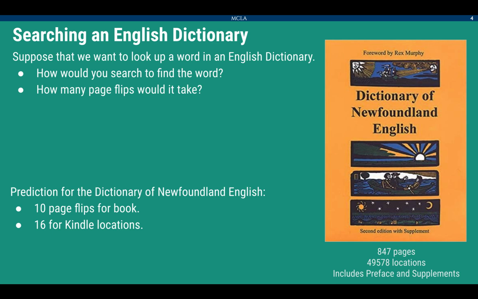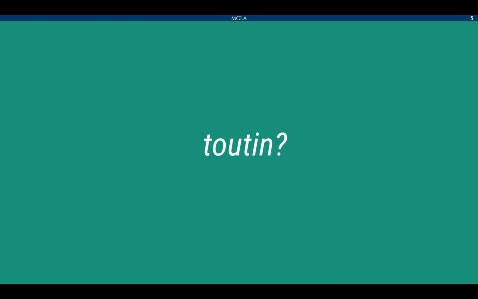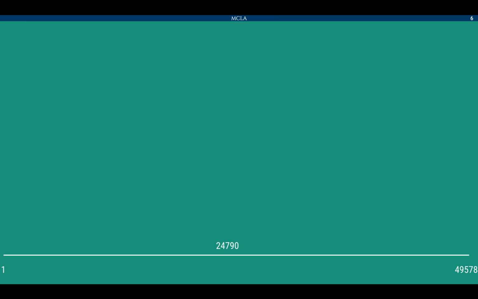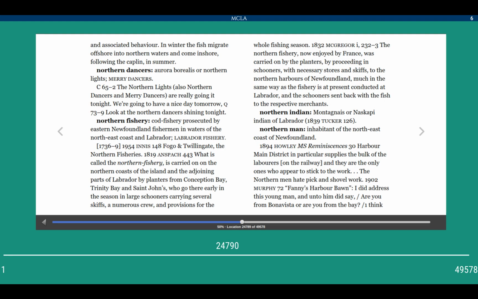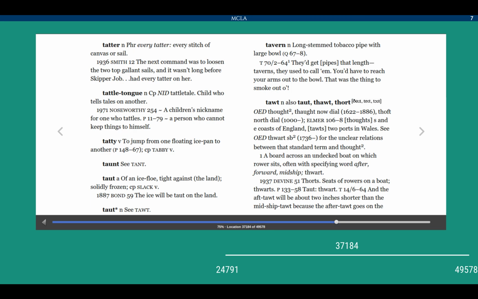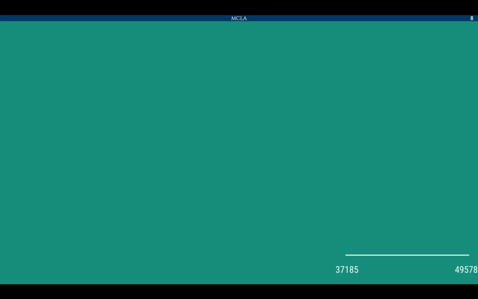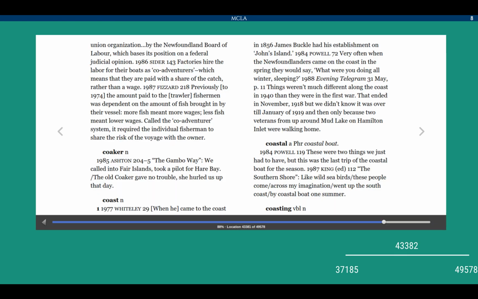So how about if we wanted to search for the word Teuton in the Newfoundland English Dictionary? We would start by taking the midpoint of all those values in the Kindle locations, and that midpoint is Northern Dancers. Teuton comes after Northern, so we look in the latter half. Now we divide that second half in half, and we get Tatter. Tatter is before Teuton alphabetically, so we divide in half again and look at the latter half.